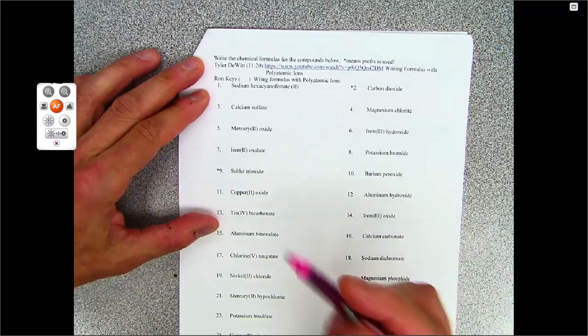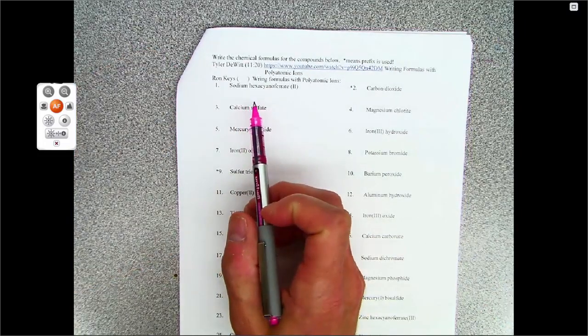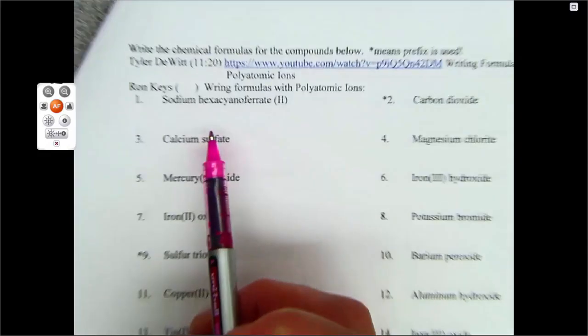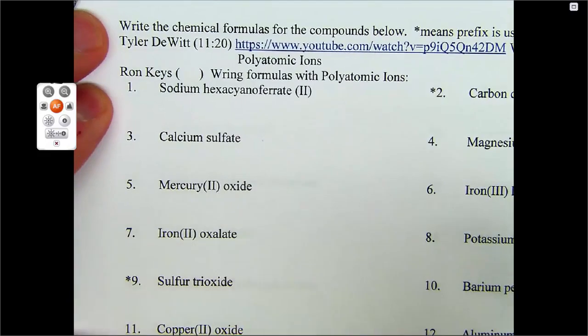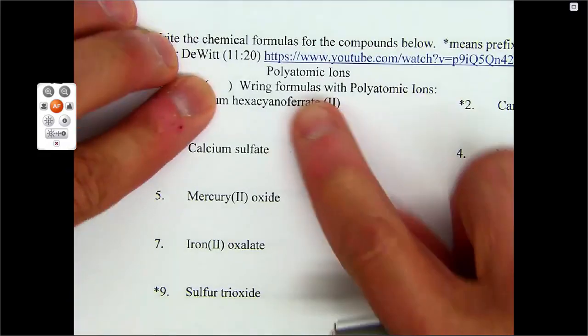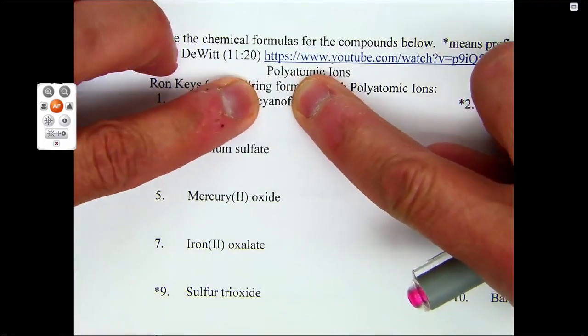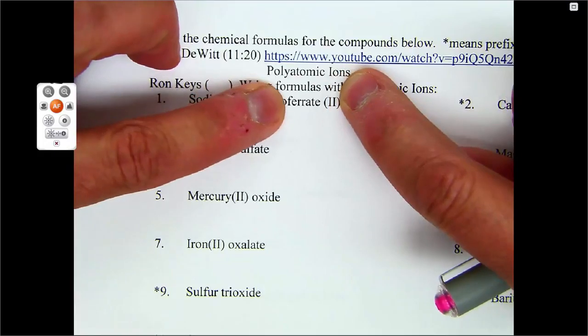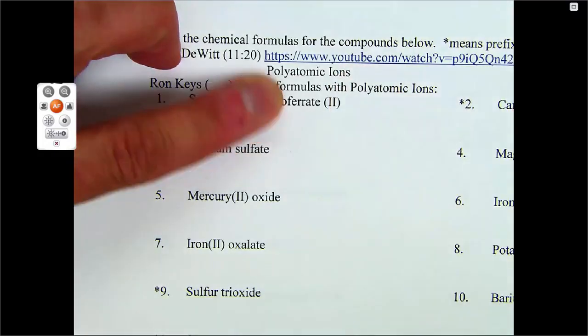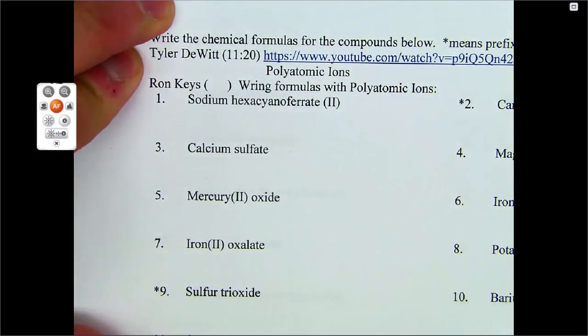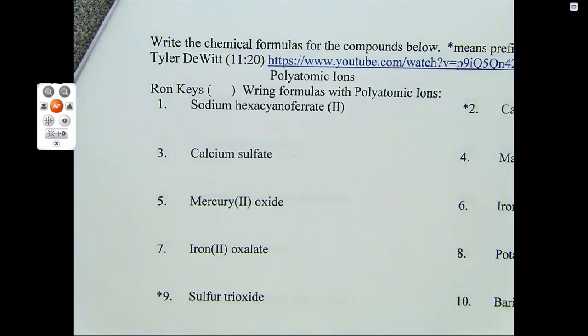Okay, now I put number 1 on here. You can sound this out. Some of these names sound kind of difficult, but this is not difficult. Here's my hexa, here's my cyano, and there is ferrate, and that's Roman numeral 2. And that's kind of a freakish one.